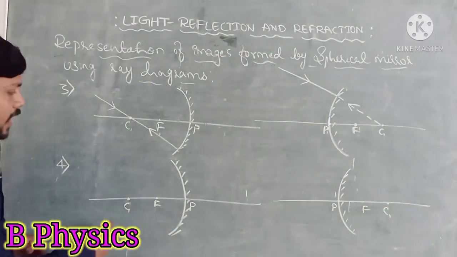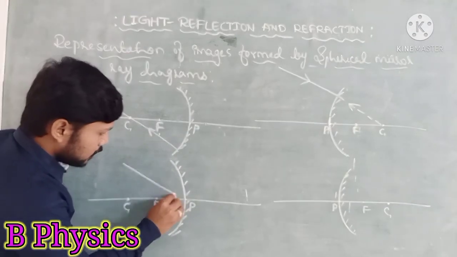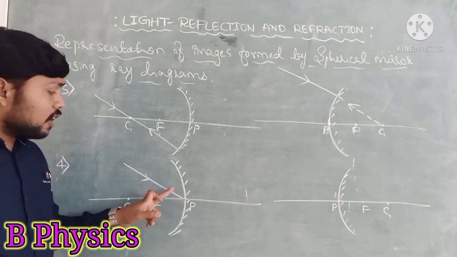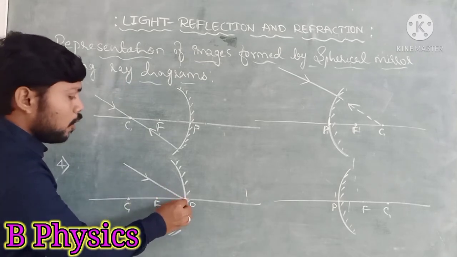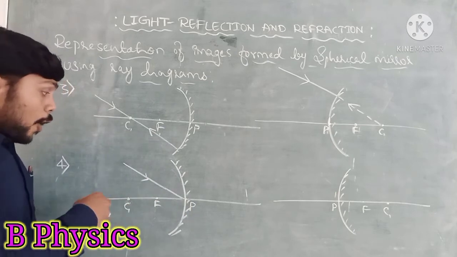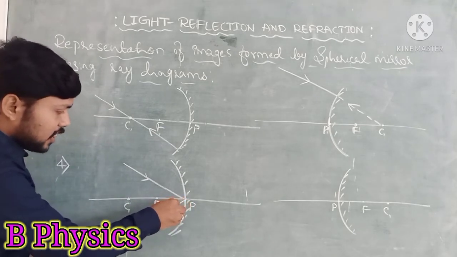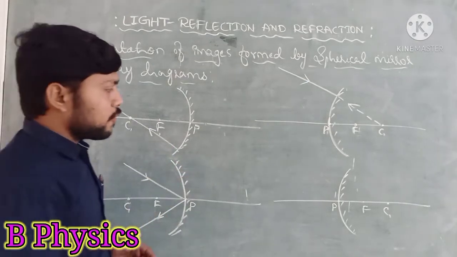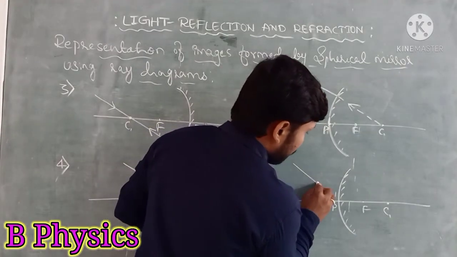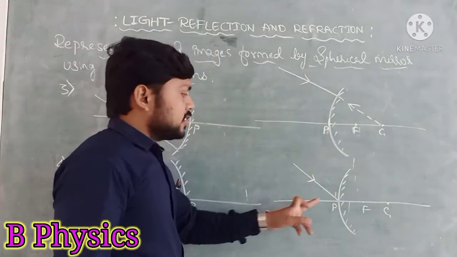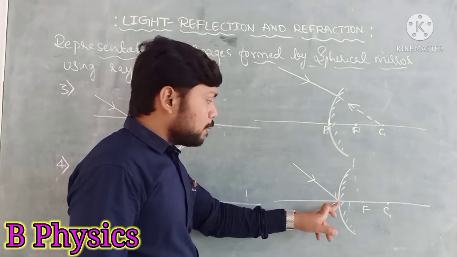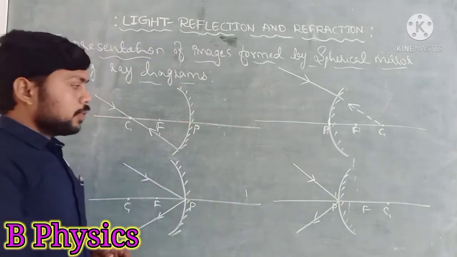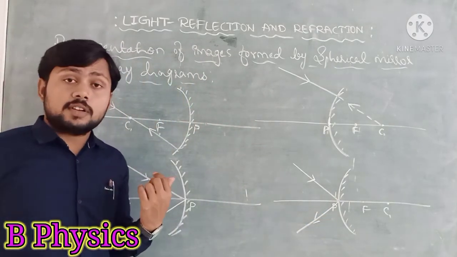The fourth rule says that when a ray of light incident or striking the pole of the concave mirror obliquely, after reflection it reflects obliquely. Similarly, in case of convex mirror, a ray of light which is incident at the pole of convex mirror obliquely, then it reflects obliquely. So I repeat these two rules once again.